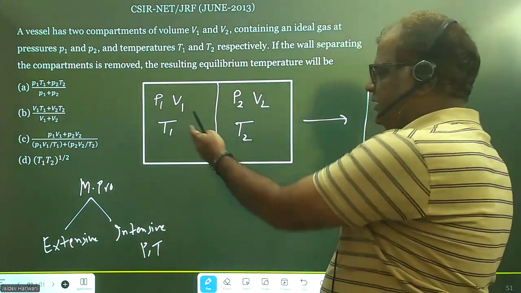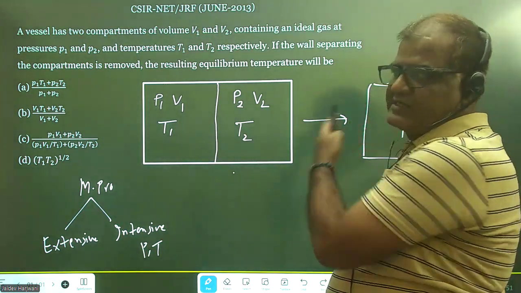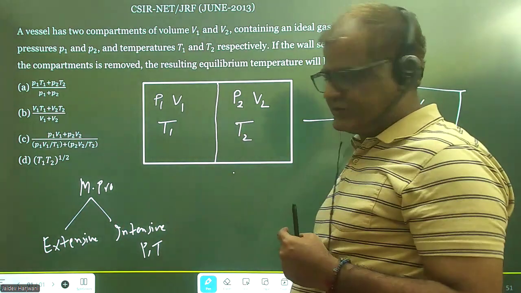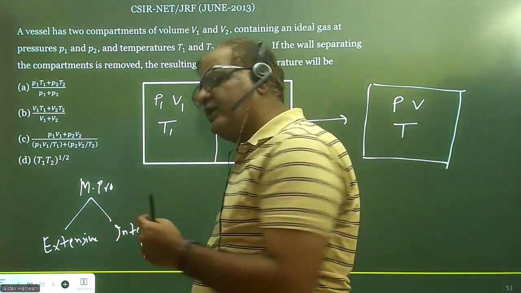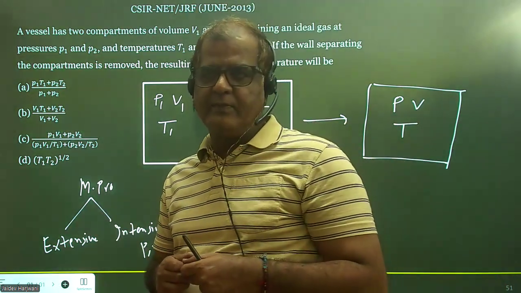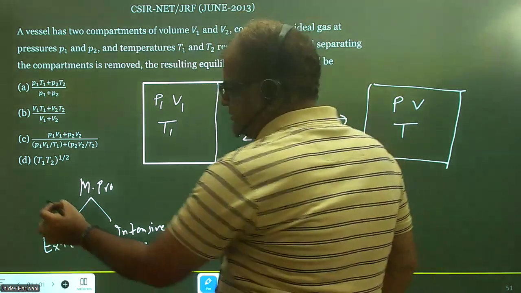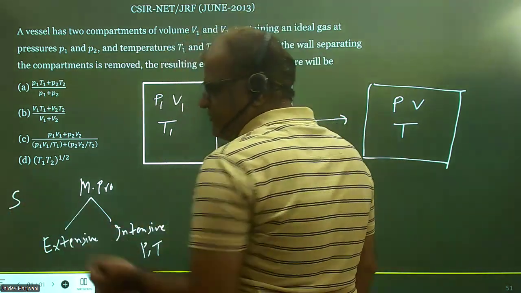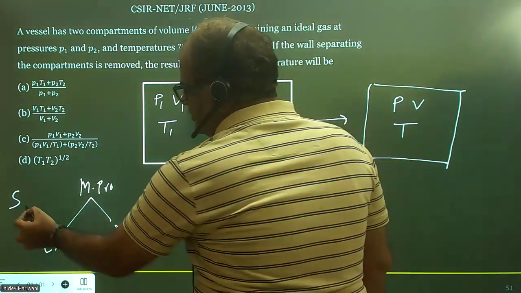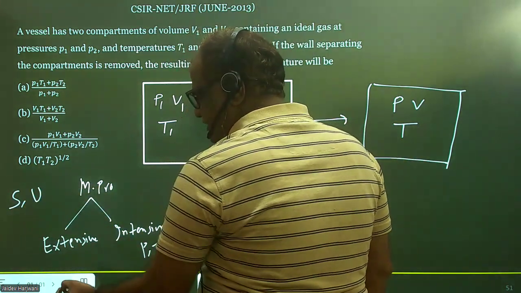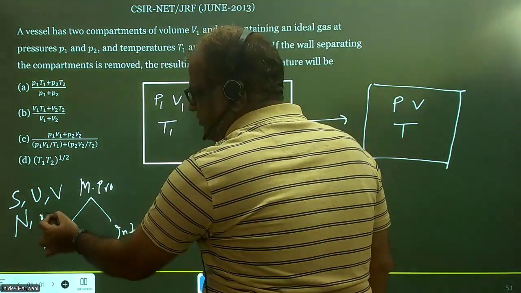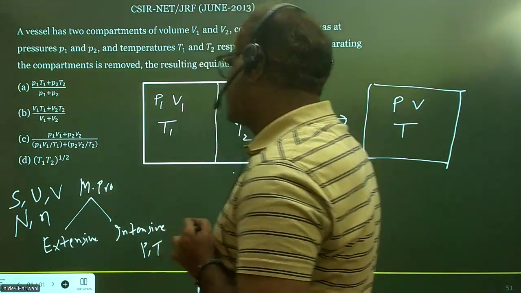If I have temperatures T1 and T2, the final system will not have T equal to T1 plus T2. So they are not additive in nature. While extensive quantities are additive in nature, meaning they add together. For example, entropy is additive. If two systems have entropies S1 and S2, the final system will have an entropy S1 plus S2. Similarly, internal energy, volume, number of molecules, or number of moles are all extensive quantities.